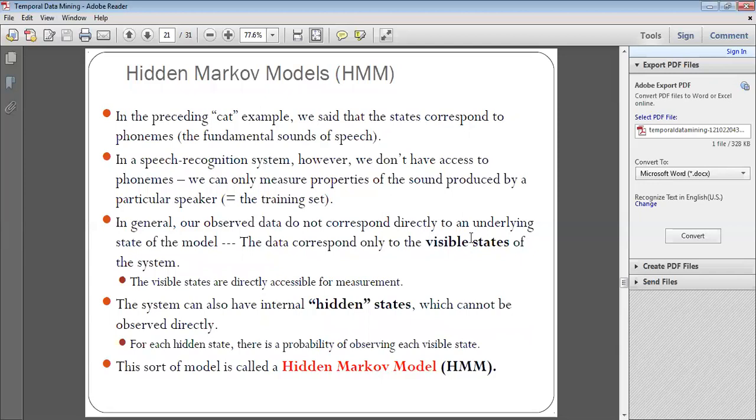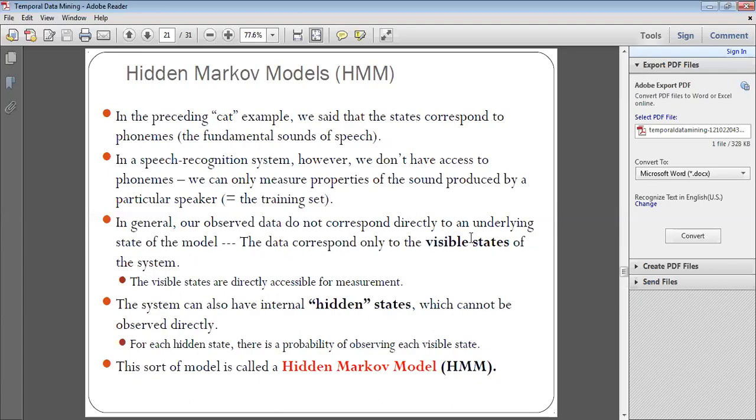In general, our observed data do not correspond directly to an underlying state of the model. The data correspond only to the visible state, but there are some hidden states which are also important while predicting our data. So these kinds of Markov models, which also have some hidden states, are called hidden Markov models. After that, the topic that we were discussing was time-based data mining, temporal mining.